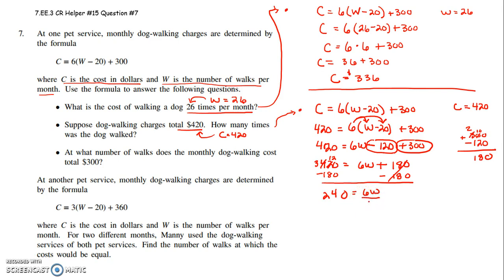So we will then divide by 6 on each side to get W by itself. And we will find that W equals 240 divided by 6. So 6 goes into 24 4 times. So 6 goes into 240 40 times. So the dog was walked 40 times.